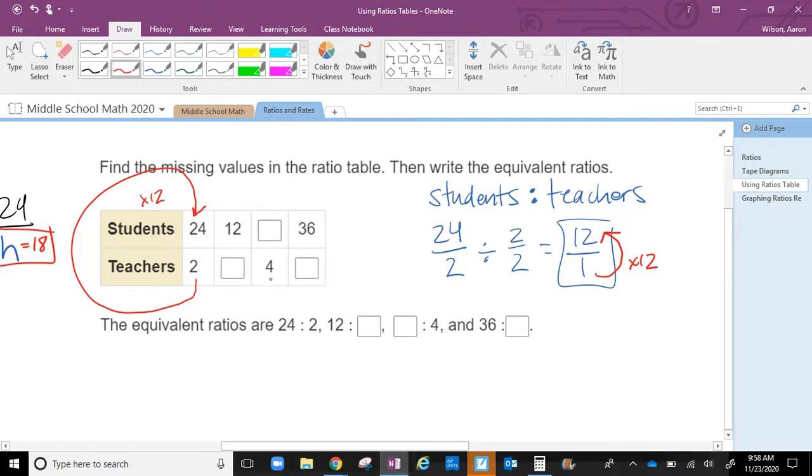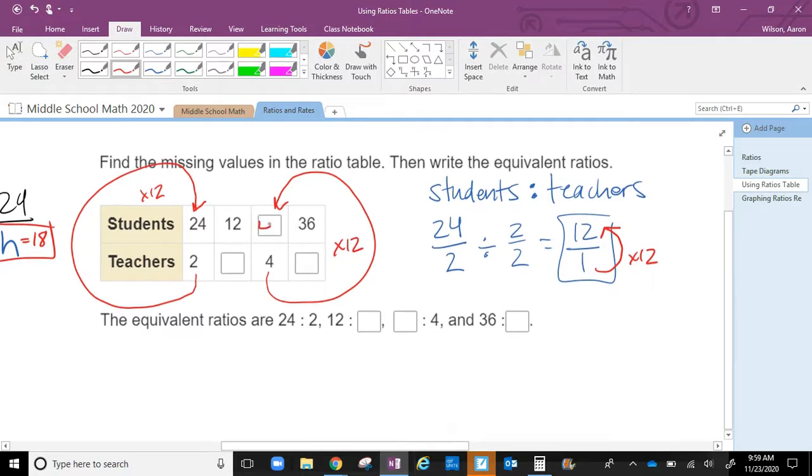If we have 4 teachers, how do we figure out the number of students? Well, it's a times 12 ratio. So 4 times 12 is 48. Now we have empty boxes on the bottom. So we're going to be doing the opposite, otherwise known as the inverse.